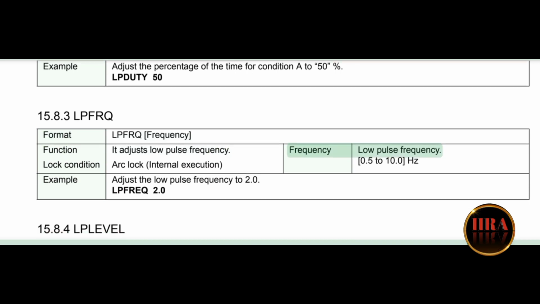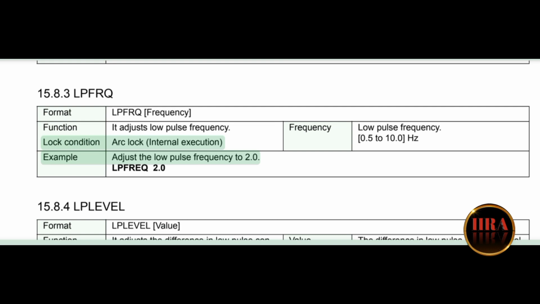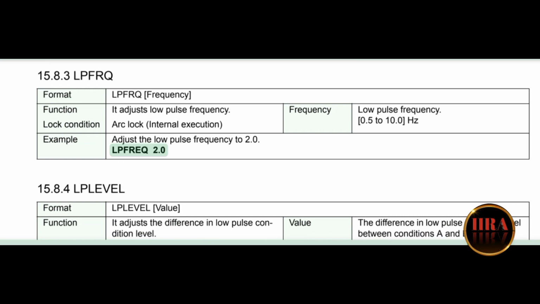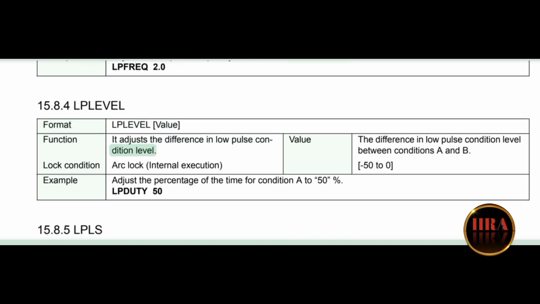Frequency: low pulse frequency, 0.5 to 10.0 Hz. Lock condition: arc lock, internal execution. Example: adjust the low pulse frequency to 2.0. LPFRQ 2.0. Format: LPLEVEL, value. Function: it adjusts the difference in low pulse condition level.